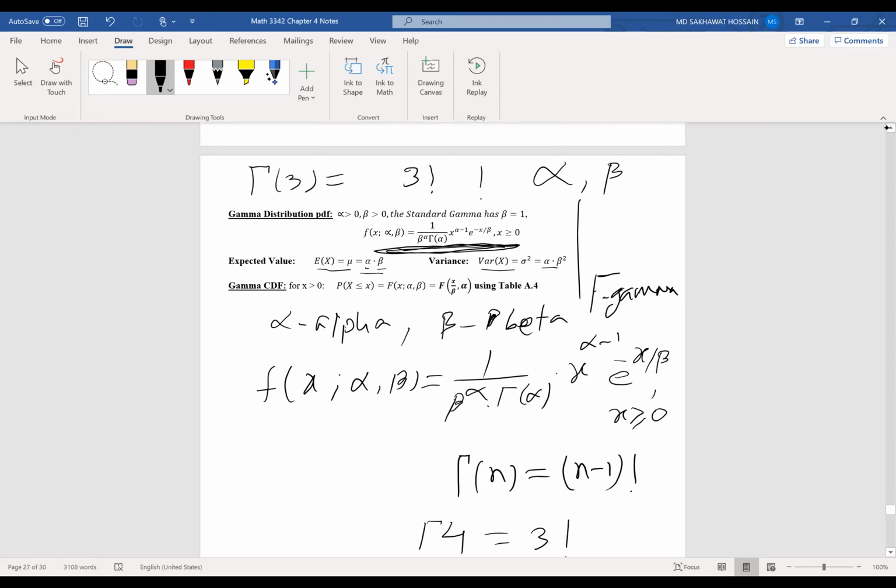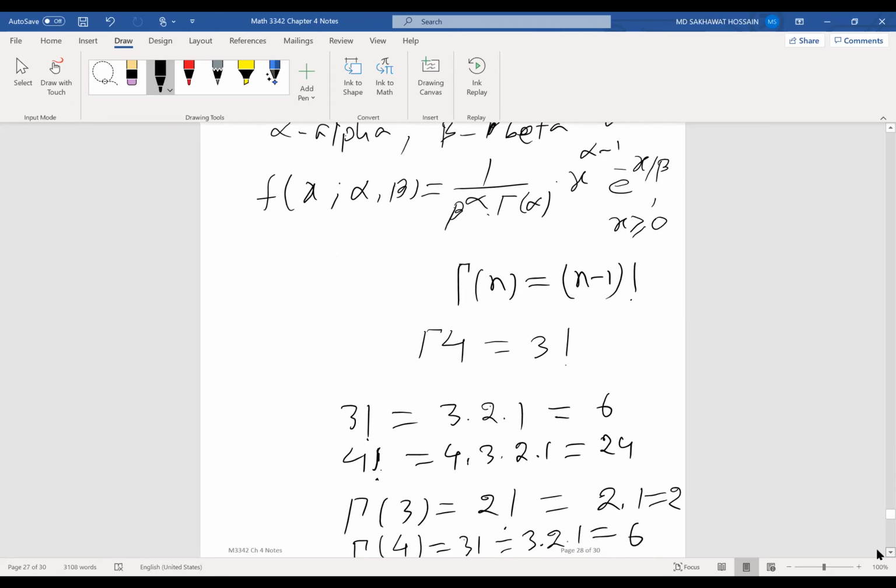And the CDF, the probability of X less than or equal to x, is denoted by F(x; alpha, beta), which can also be written as F(x over beta, alpha). We use this notation for using the table. You will be provided a gamma table, and you can calculate the probability using the gamma table. Or you can also use a spreadsheet to directly calculate the probability for the gamma distribution.